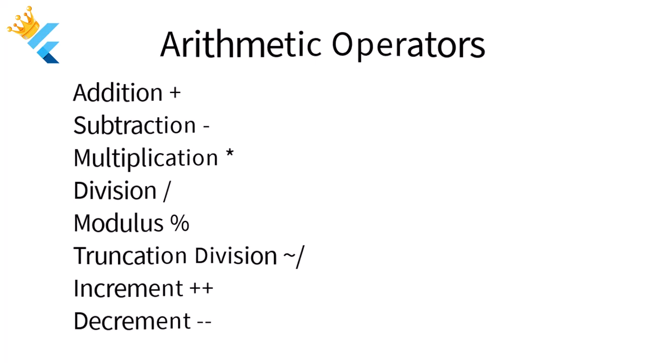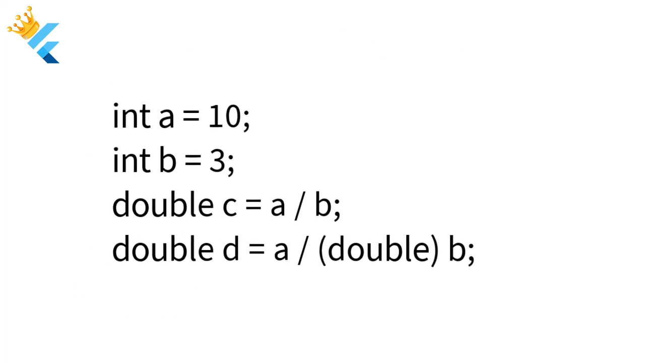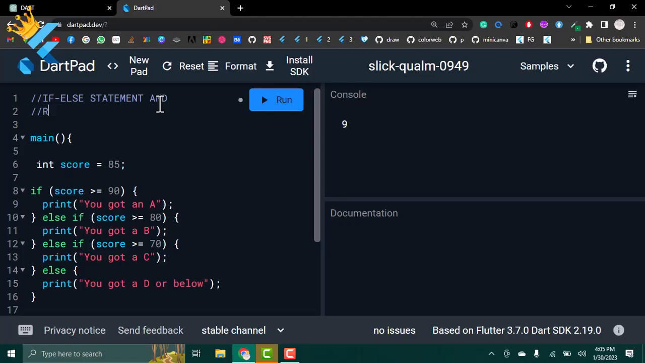It is important to note that when dividing integers in Dart, the result will always be an integer, even if the division results in a fraction. To obtain a floating result, you can cast one or both values as double before performing the division.